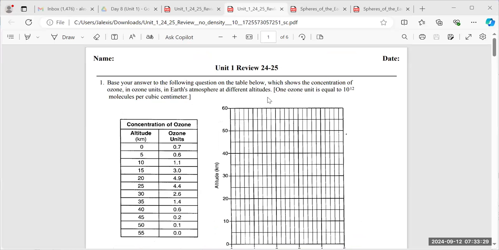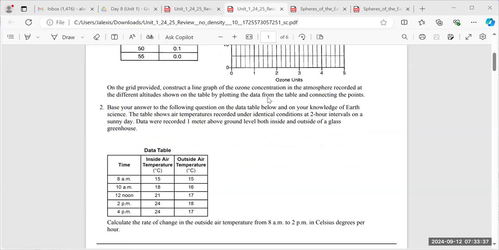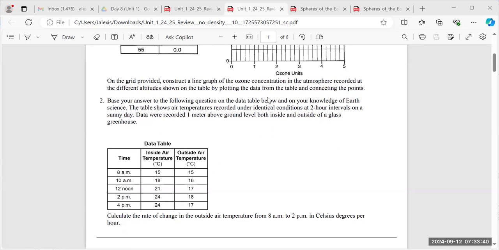All right, everybody. So welcome to Unit 1 review for the school year 24-25. All right, we're actually going to skip number 1. Let's go to number 2 very quickly.